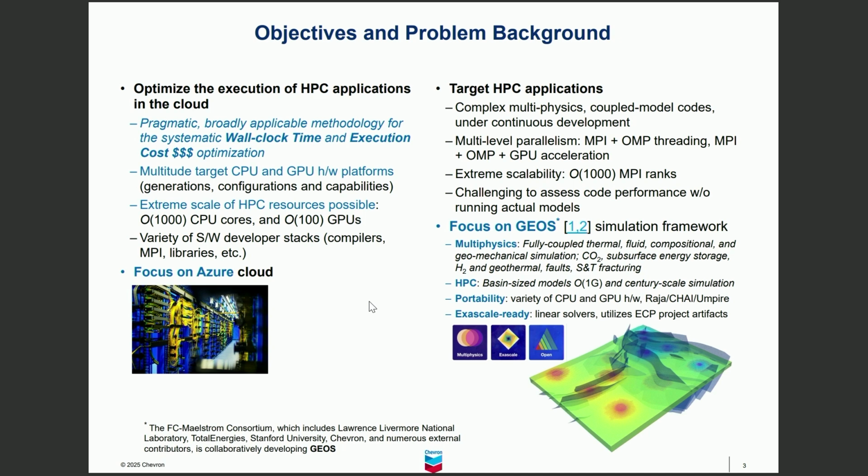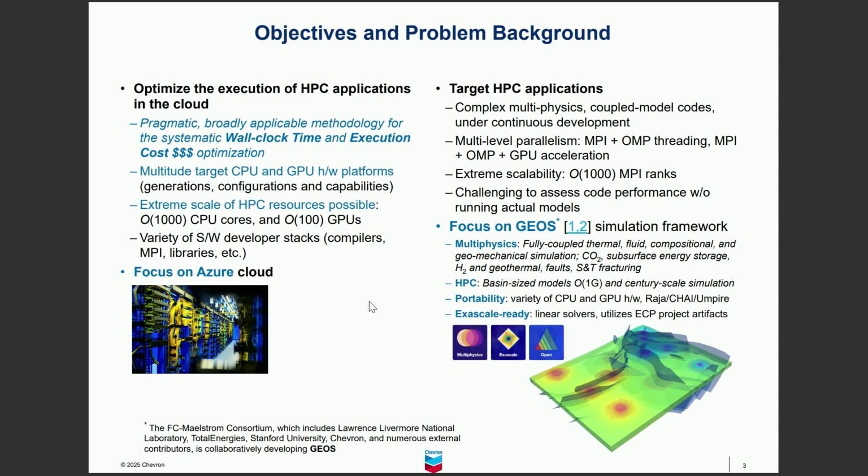GEOS can simulate meshes in the order of billions of cells in size. It can run on different CPUs and GPUs. It uses several components that came out of the Exascale Computing Project, like RAJA, CHAI, Ampere. And these are components that are designed for exascale environments. So you want to be able to run at very large scales and in environments with extreme capabilities, acceleration, etc.